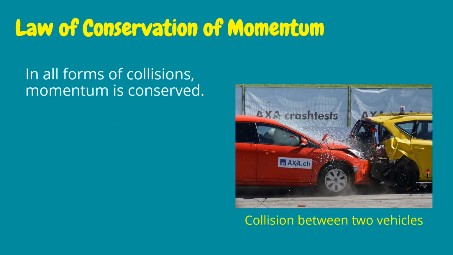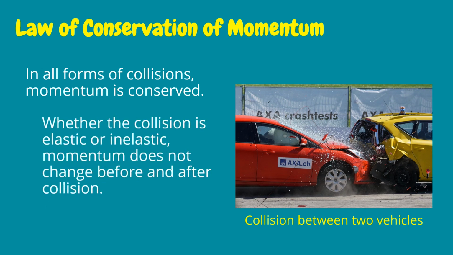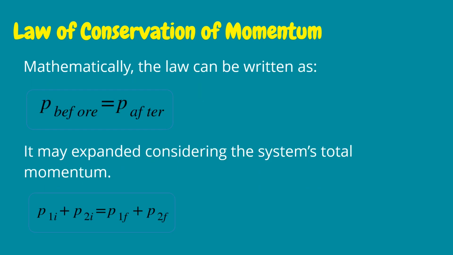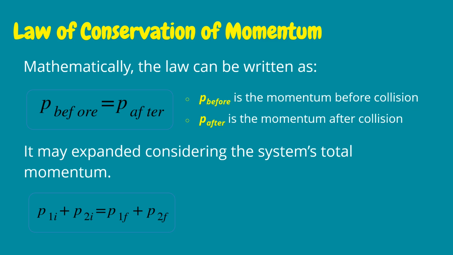In all forms of collisions, momentum is conserved, whether the collision is elastic or inelastic. Momentum does not change before and after collision. Mathematically, the law can be written as momentum before is equal to momentum after. P before is the momentum before collision, while P after is the momentum after collision. It may be expanded considering the system's total momentum, by just having the sum of the first and second initial momentum equal to the sum of the first and second final momentum.